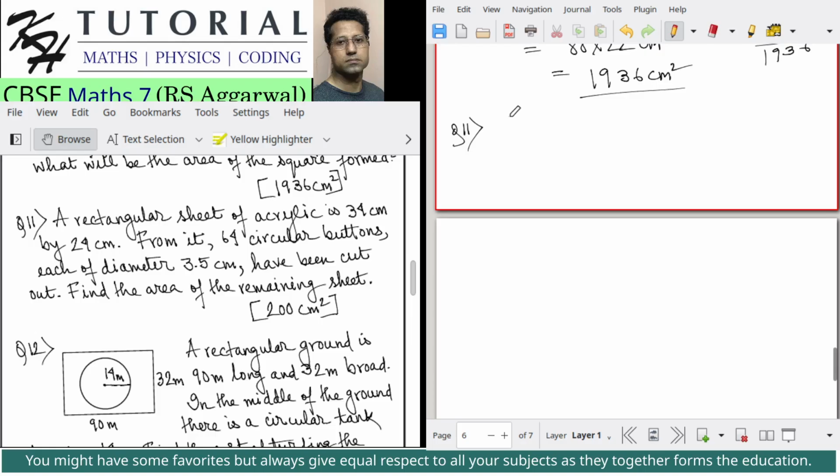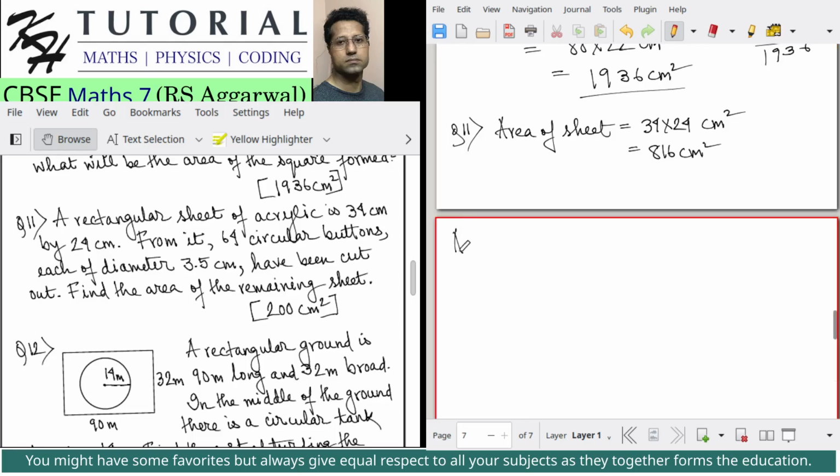Okay, so let's see what is the area. First, area of sheet, which is in the form of a rectangle. Area of the sheet is equal to the area of the rectangle whose dimensions are 34 centimeter and 24 centimeter. So it will be 34 multiplied by 24, this much centimeter square. I am using the calculator, 34 multiplied by 24 is 816. So this is 816 centimeter square.